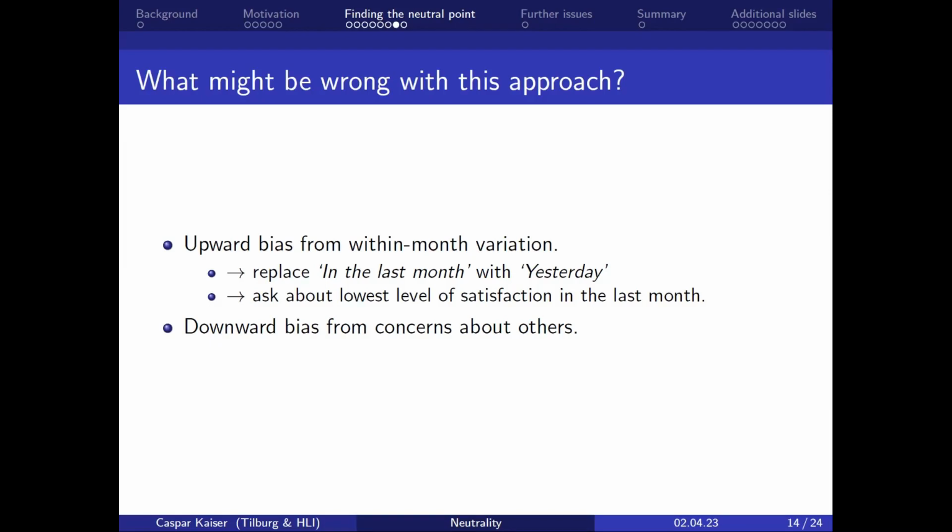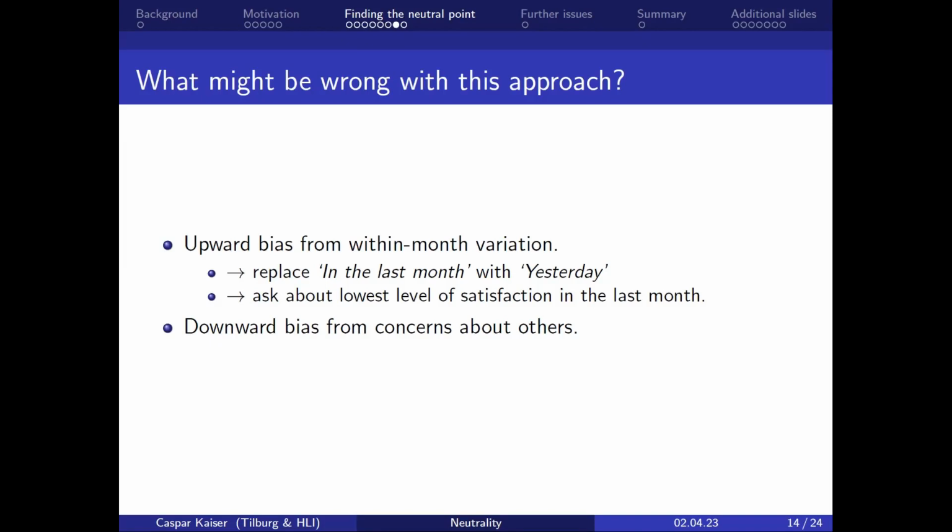One thing that one could do, and we're planning to do this, is to tweak this question. Instead of asking, in the last month, were you thinking that you would rather be dead, we would ask, yesterday, were you thinking that you would rather be dead, in order to reduce the problem from within-month variation. The second thing one can do is to ask about the lowest level of life satisfaction during the entirety of the month. Then, conditional on an assumption that they have perfect memory, or at least not crazily faulty memory, you could again get rid of this upward bias.